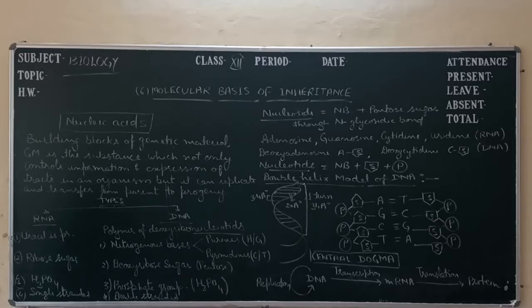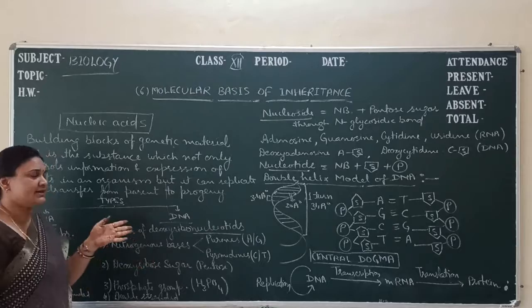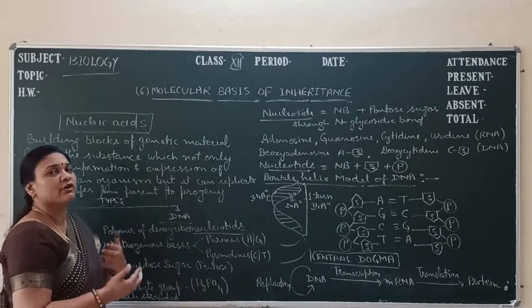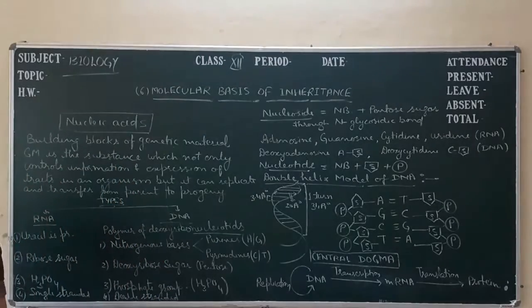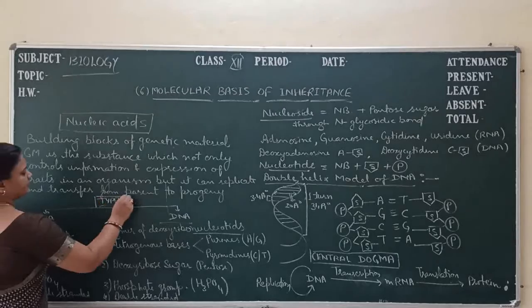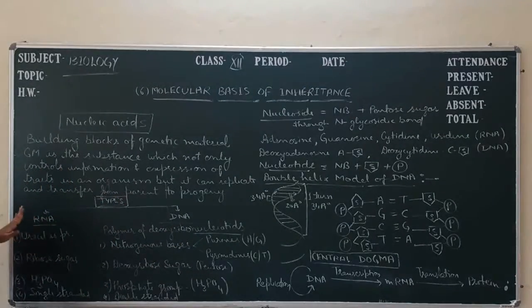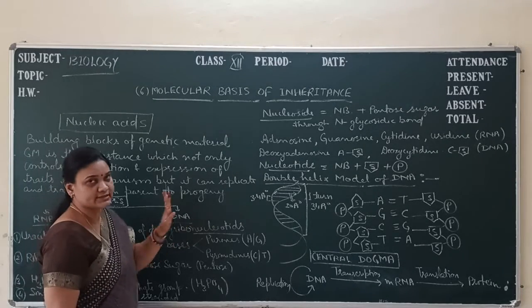Genetic material is the substance which not only controls the information and expression of the traits, but also can replicate and transfer the information from parents to the offspring. In our body, two types of nucleic acids are present, which are RNA and DNA. RNA means ribose nucleic acid and DNA means deoxyribose nucleic acid.